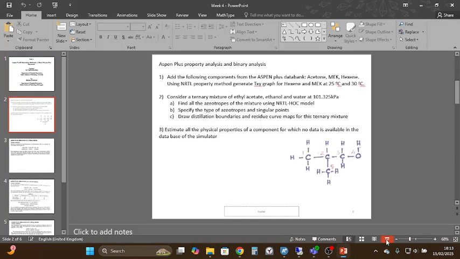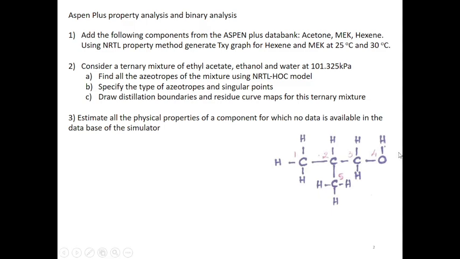So today there were a few questions that were left out in the last class. We are going to solve that. But first, let us try to solve these three problems. The first problem is we are going to add the following components from the Aspen Plus data bank, that is acetone, MEK, that is methyl ethyl ketone, and hexene. And using the NRTL property method, we are going to generate the TXY graph for hexene and MEK at 25 degrees Celsius and 30 degrees Celsius.